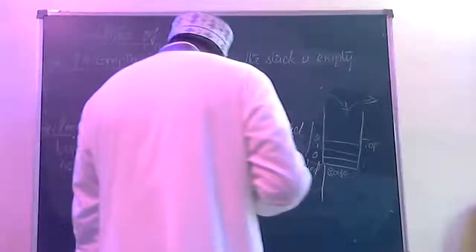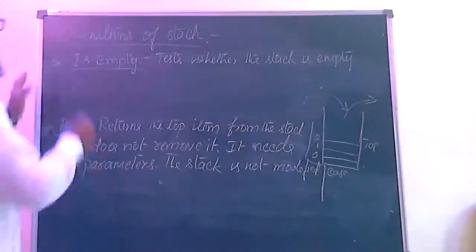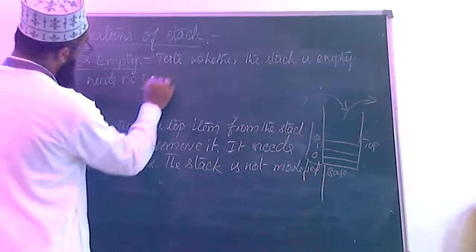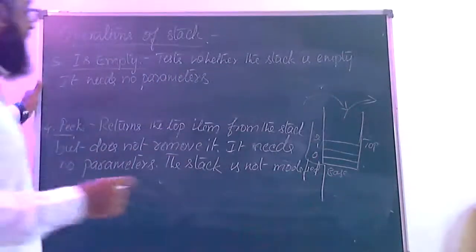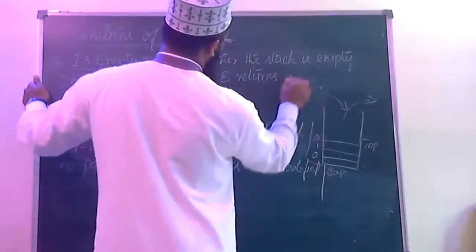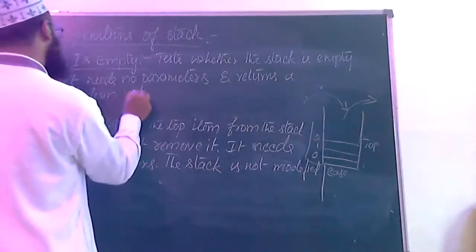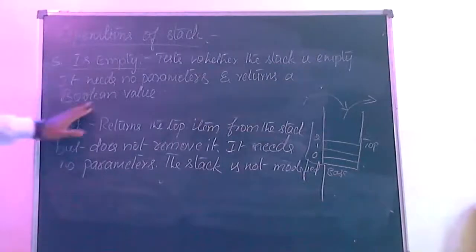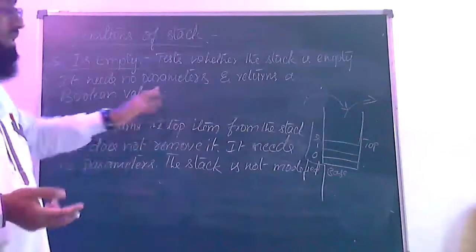Then later what it will say here, it needs no parameters, because it is just checking, so it does not need any element or any parameters, and returns a boolean value. It means the number of elements which are present. It will return that value if present, otherwise it will return 0.